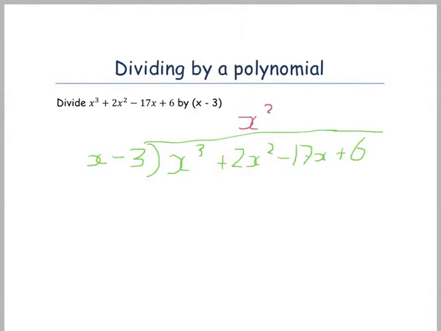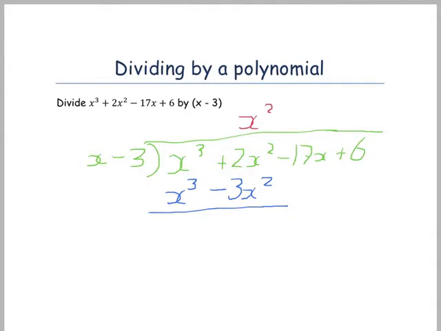Now, this is the bit where it starts to get a little bit more difficult, in the fact that to find out what we have left in the next line, which we're going to divide, we have to take what we've just found, this x squared, and times it by what we're given to divide by. So x squared times x is x cubed, and x squared times minus 3 is minus 3x squared. Now we subtract these two parts to see what we're going to divide next.